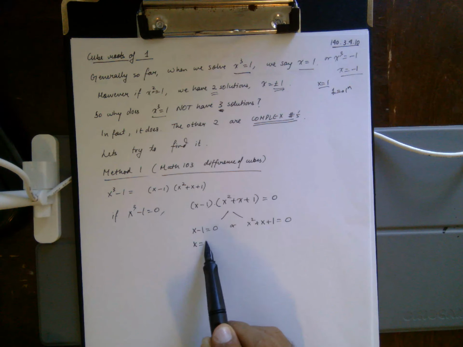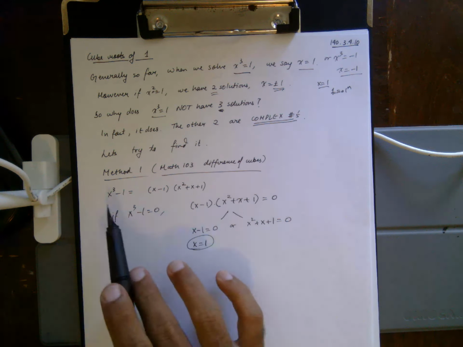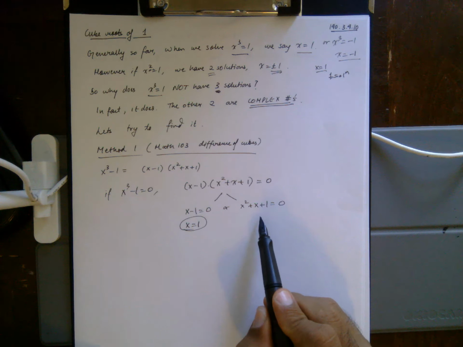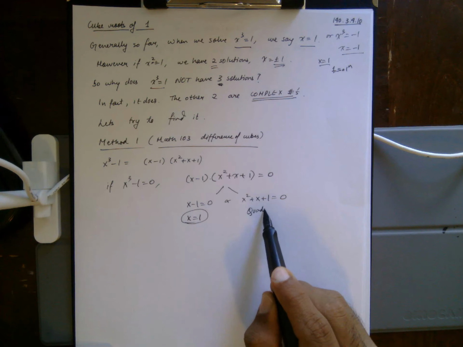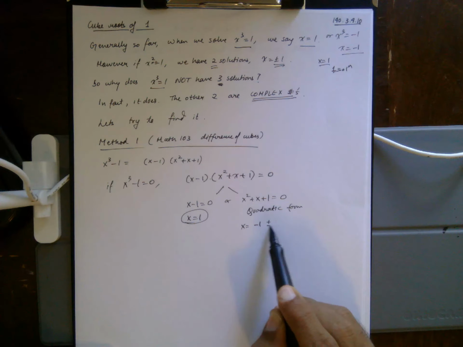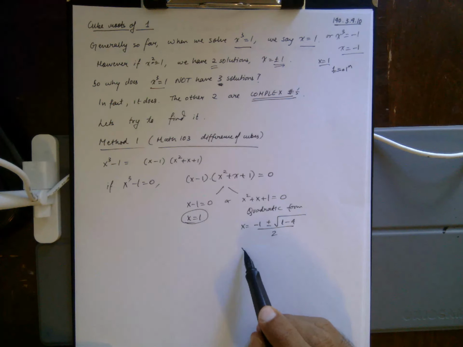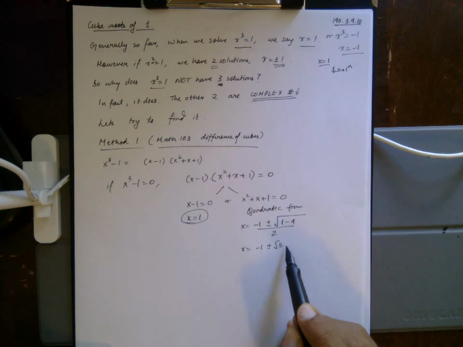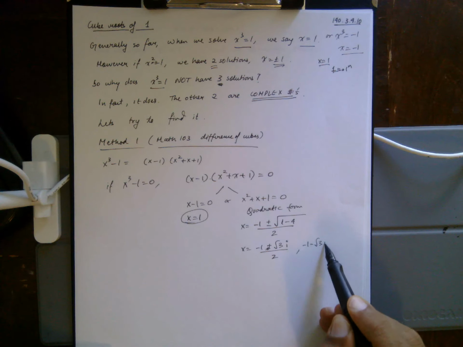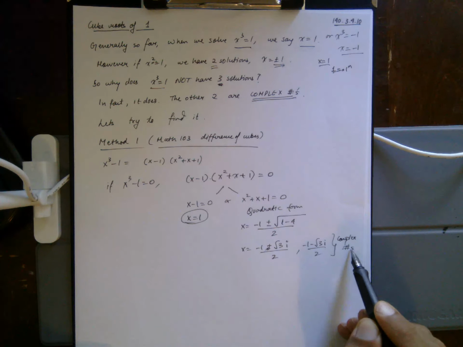This gives me x is 1. And that's what you're familiar with, right? x equals 1, and 1 cubed is 1, and 1 cubed minus 1 is 0. But there's also this quadratic equation where I can use the quadratic formula to get x: negative 1, plus or minus the square root of 1 minus 4, over 2, which essentially becomes root 3 i over 2. There's a plus version and a minus version. And these are complex numbers.